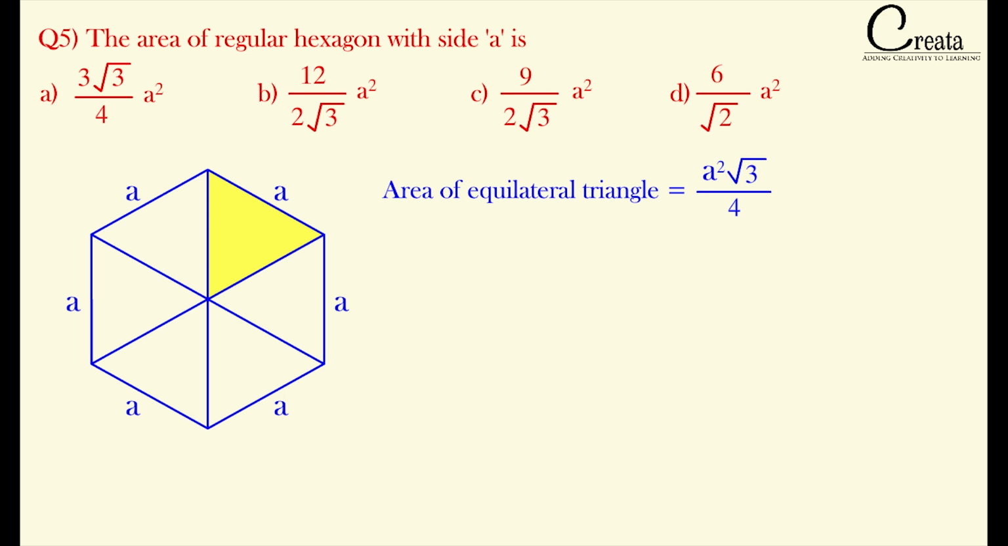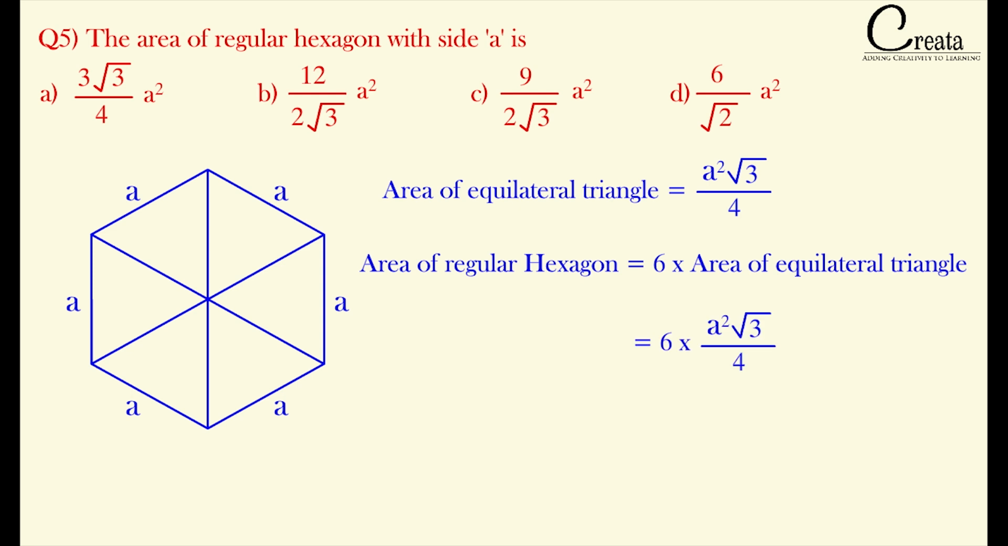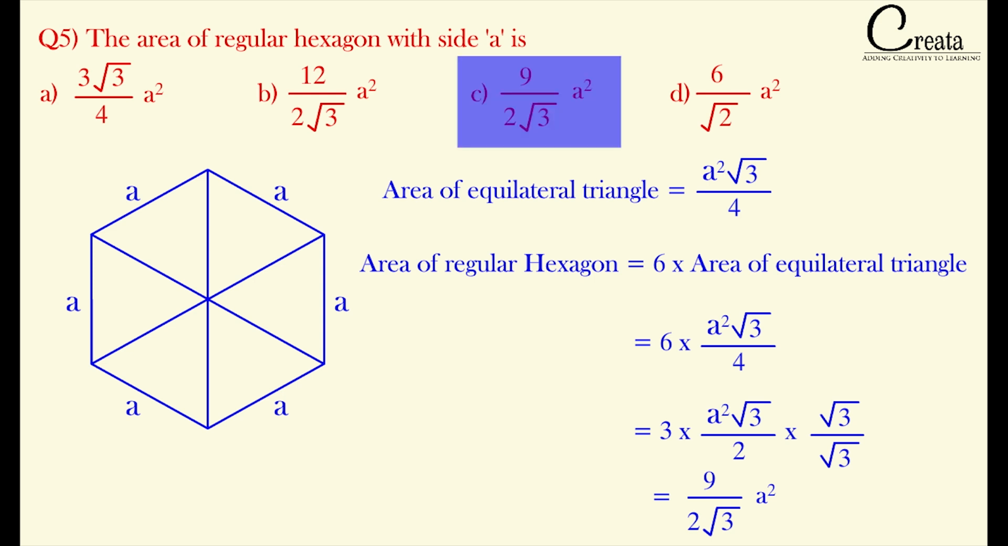Let's find the area of this complete hexagon, which is equal to the addition of the area of all of the 6 equilateral triangles. So we got the area of this regular hexagon is equal to 6 into the area of this equilateral triangle. On putting the value and solving, we got our answer as 9 by 2 root 3 A square. That is the area of a regular hexagon and also the answer to this question.